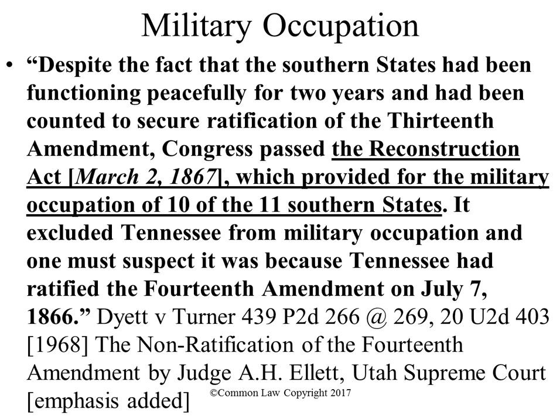Despite the fact that the southern states had been functioning peacefully for 2 years and had been counted to secure ratification of the 13th Amendment, Congress passed the Reconstruction Act March 2, 1867, which provided for the military occupation of 10 of the 11 southern states. It excluded Tennessee from the military occupation, and one must suspect it was because Tennessee had ratified the 14th Amendment on July 7, 1866. This is taken from a book called The Non-Ratification of the 14th Amendment by Judge A.H. Ellett of the Utah Supreme Court, associated with the case Dyett versus Turner.